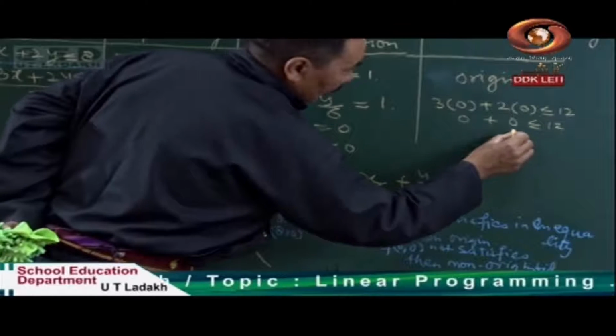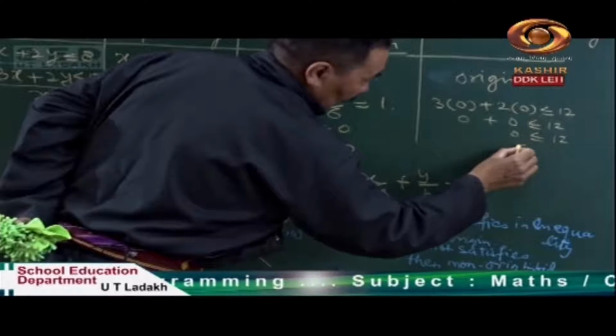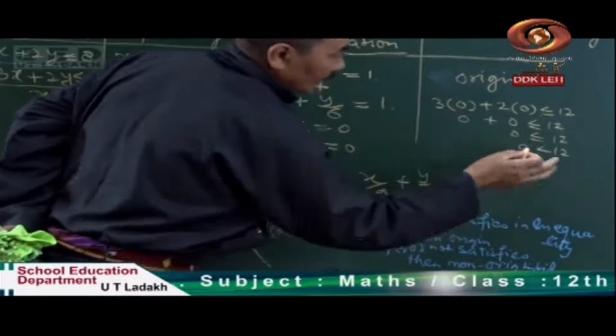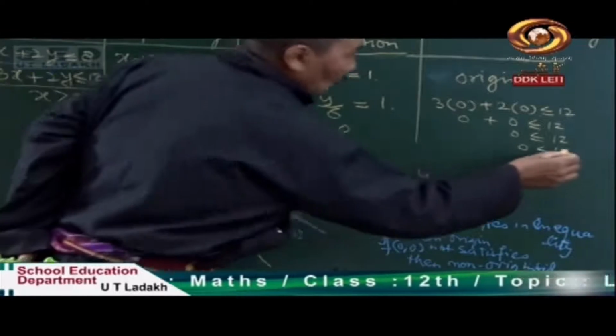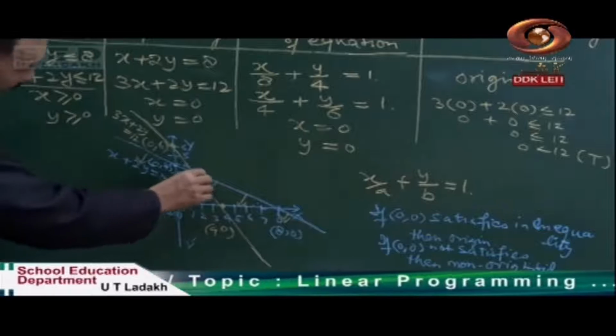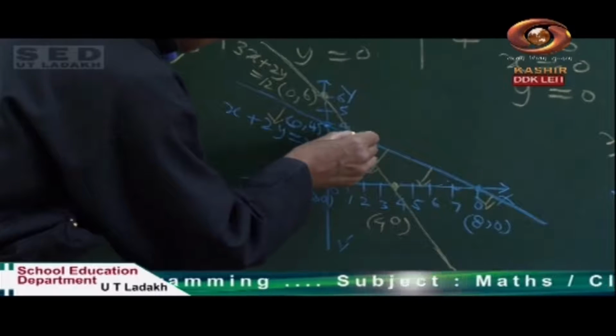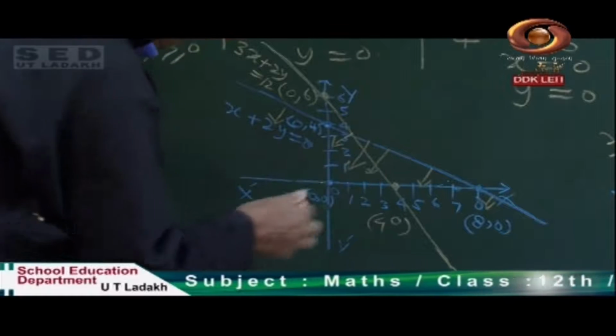This is also true, 0 is less than or equal to 12, so 0 is less than 12. So it is true. So the shaded region will be towards the origin. Again towards the origin. Origin means below the line. The shade will be below the line.